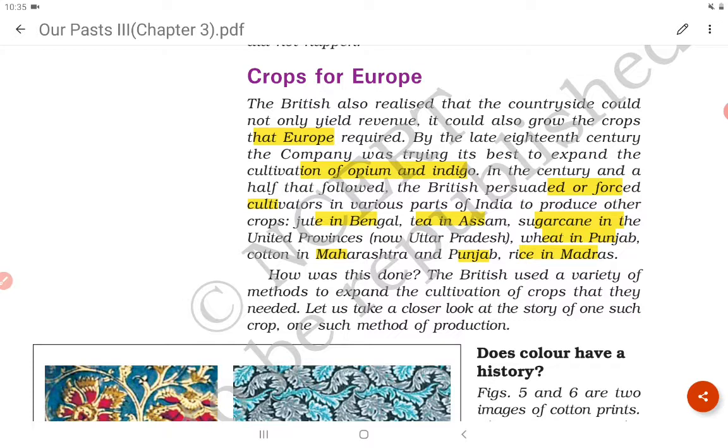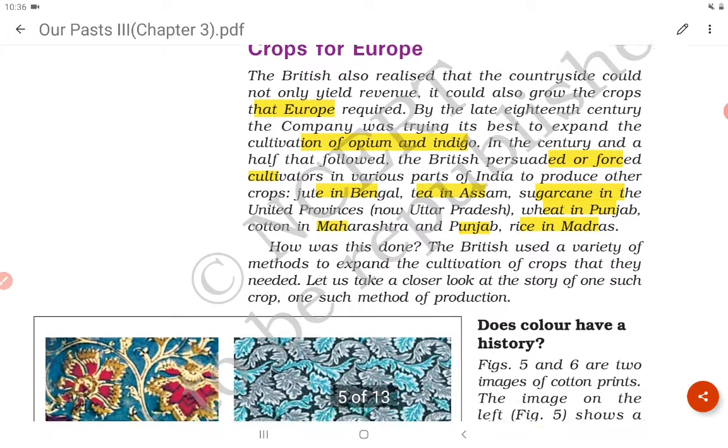and a half that followed, the British persuaded or forced cultivators in various parts of India to produce other crops like jute in Bengal, tea in Assam, sugarcane in the United Provinces, that is now Uttar Pradesh, wheat in Punjab, cotton in Maharashtra and Punjab, and rice in Madras.